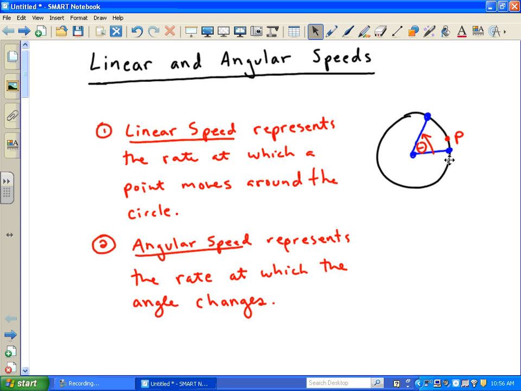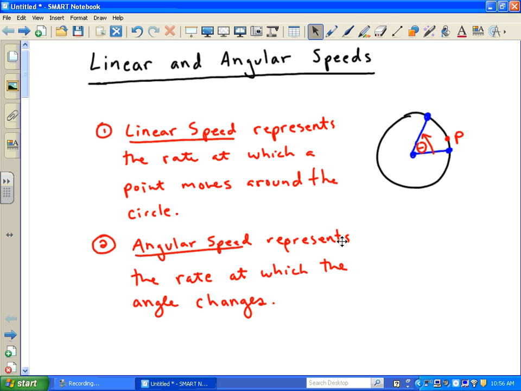I want to think about two things. I want to think about the rate at which this point is moving along the circle. I'll call that point P. The linear speed represents the rate at which a point moves around the circle. So however fast this point P is traveling around the circle is called the linear speed.